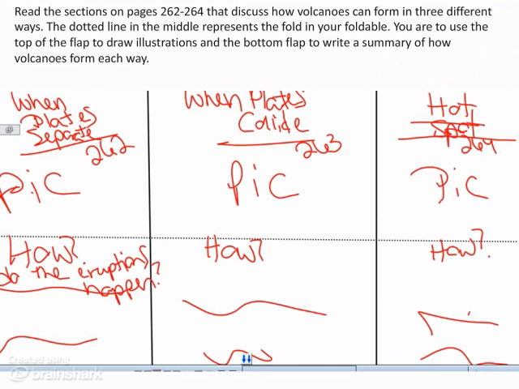So you can find information about volcanoes that form when the plates separate on page 262. You can find information about when plates collide and volcanoes are formed on page 263. And you can find information about hot spots and how they are formed, like Hawaii, on page 264.